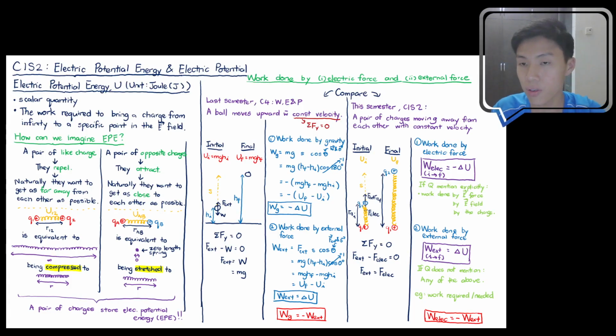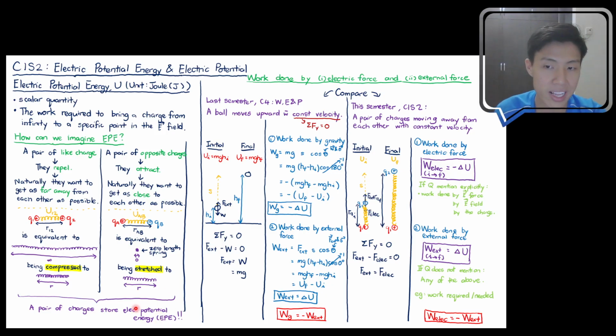So in the previous video, we went through some of the concepts. We talked about electric potential energy and how we can imagine it to be like a compressed spring for like charges, or a stretched spring for opposite charges. Because we think of a pair of charges as something like a spring, they will store electric potential energy.